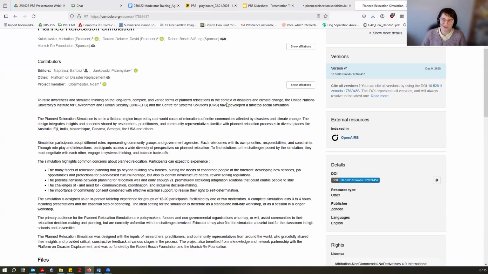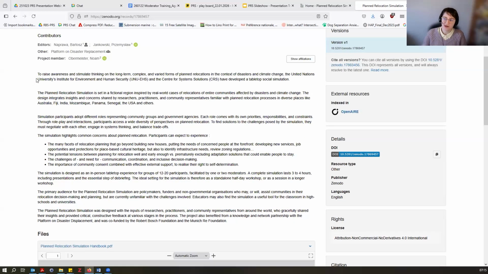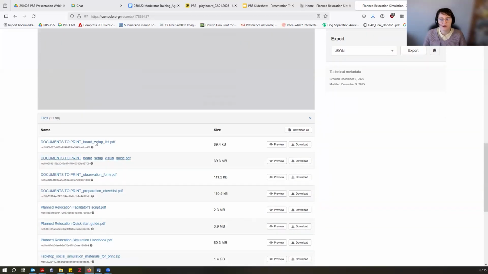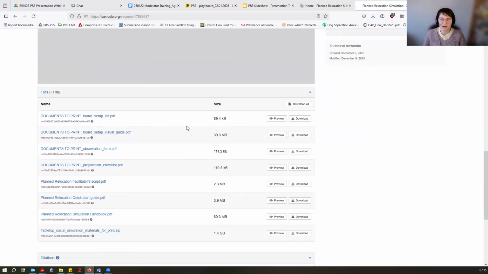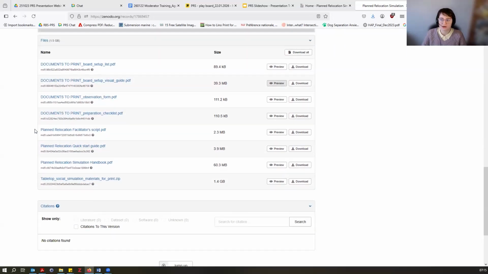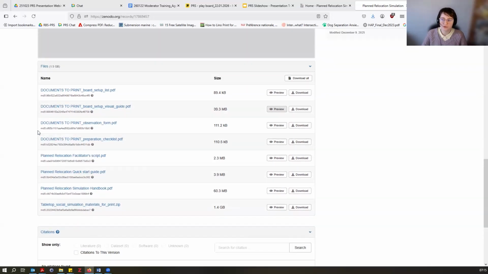In Zenodo, you will be seeing the simple description of the simulation, but if you scroll down, you will also be able to see all the documents that are necessary to organize the session. They are clearly listed. You have documents to print, which are the things that would be good to have during the preparation of the workshop.